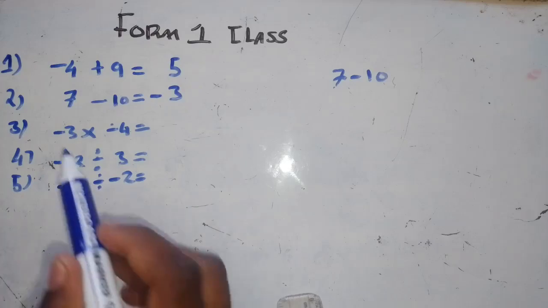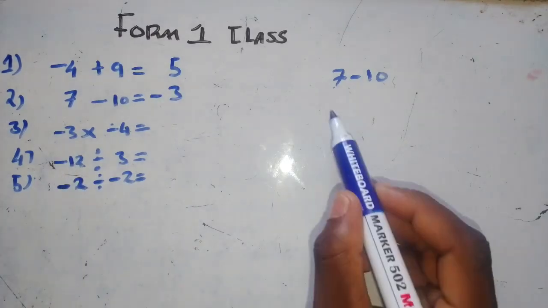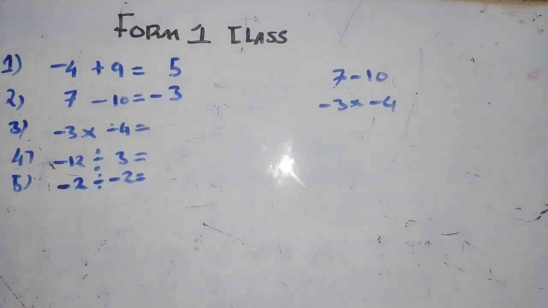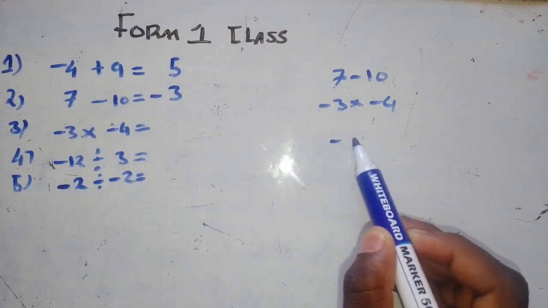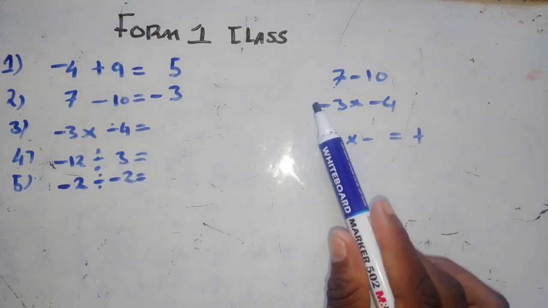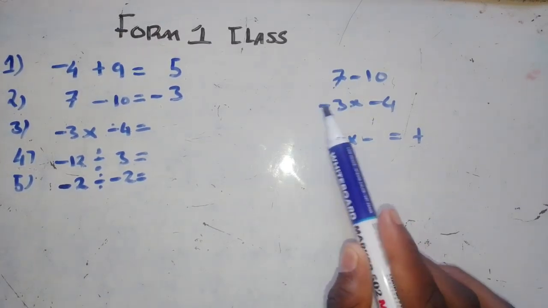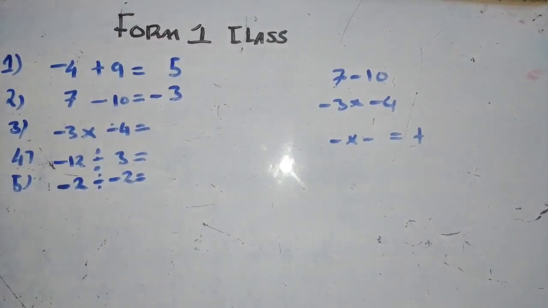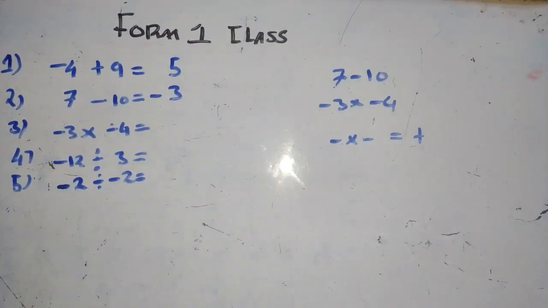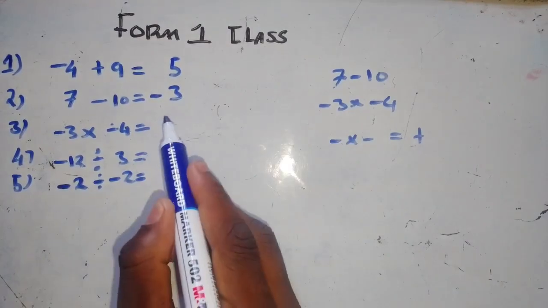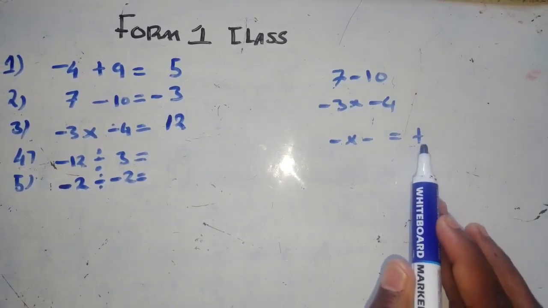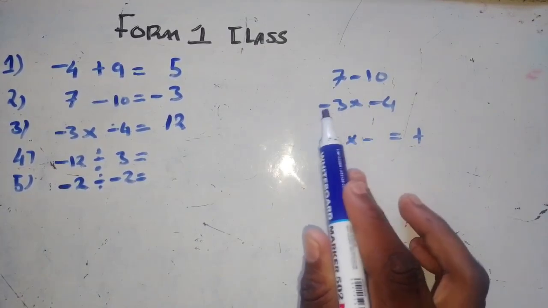Now we proceed to question 3, which is negative 3 multiplied by negative 4. If you remember well the rules of integers, we said that negative multiplied by negative will give us a positive. Here we have 2 negatives, so just know that your answer will be in positive form. Just do 3 multiplied by 4. This will give you 12, isn't it? So we are going to have 12. We knew that our answer will carry a positive sign because of these two multiplied negative signs.